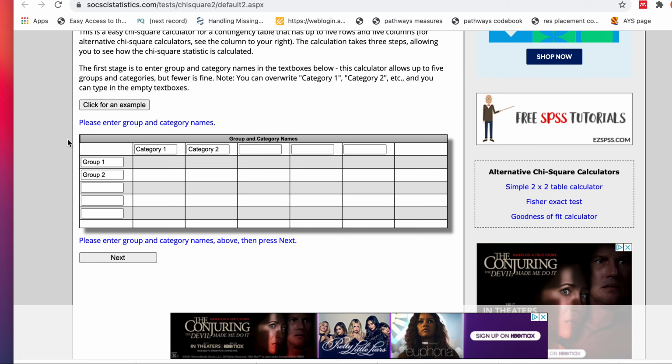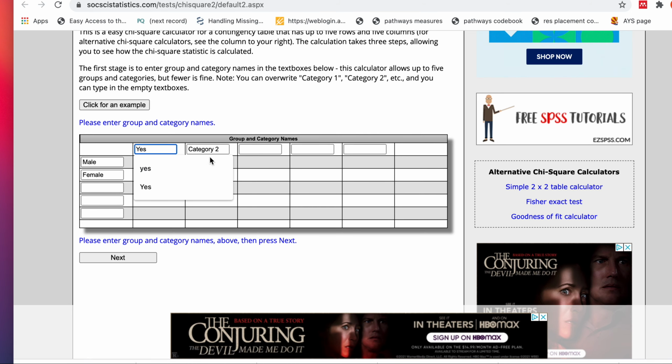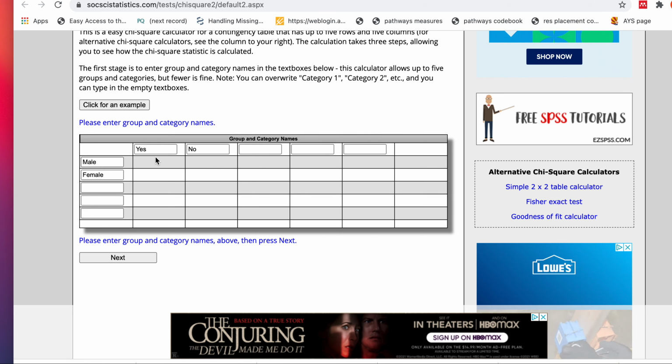So my two groups are going to be males and females. And my categories are yes, they have gotten the COVID vaccine, and no, they have not gotten the COVID vaccine. So that's simply what you do. We call this a contingency table or a crosstabs table.